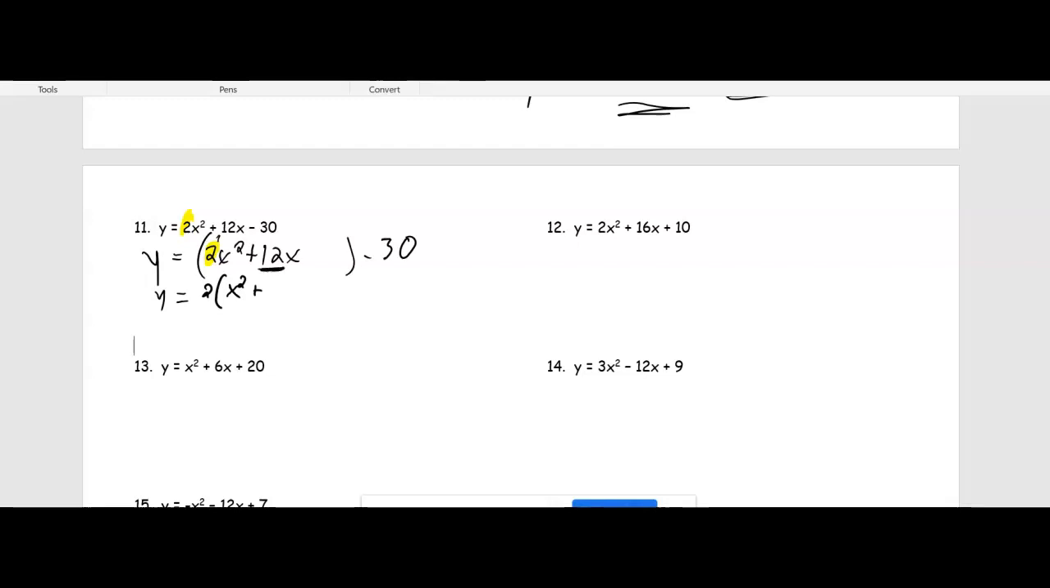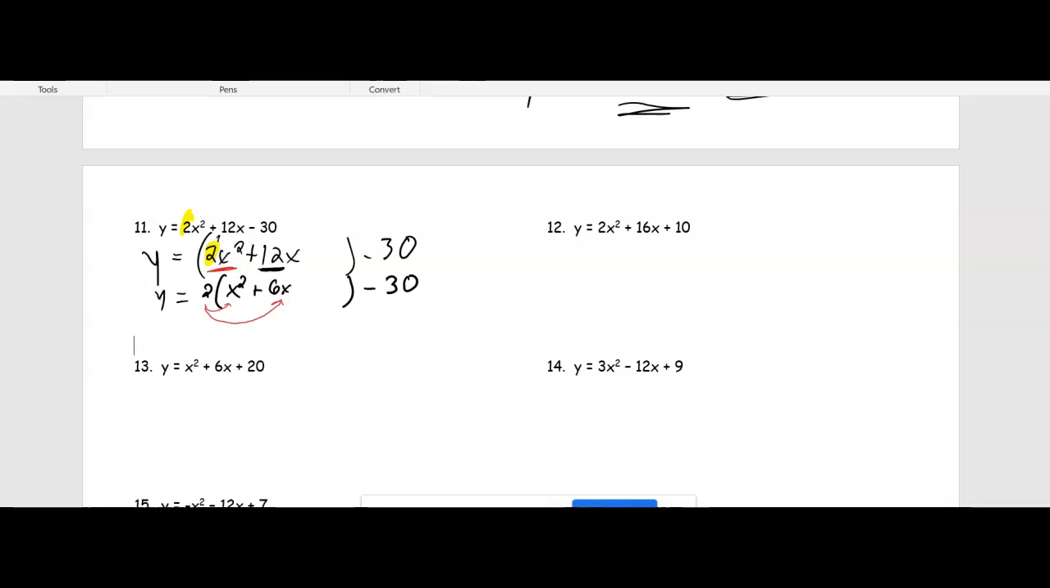So what we've talked about is undistributing. If I now do 2 times x squared, it better give me the 2x squared. What should be left over in that next spot is 2 times what is going to give me that 12? That would have to be 6x. And then still ignoring our 30.